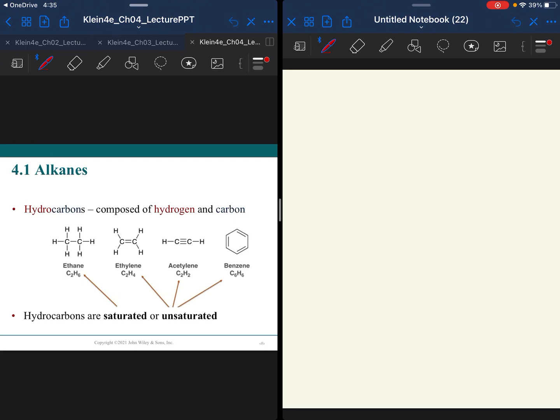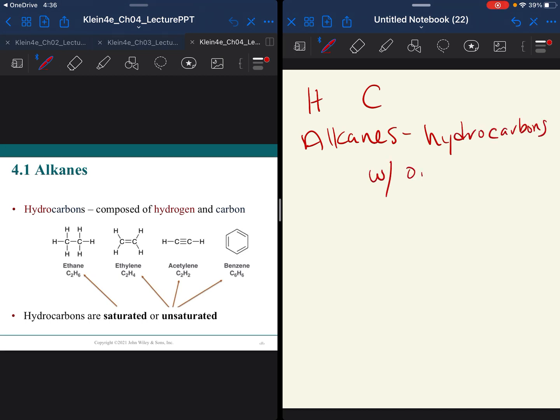All right, alkanes are hydrocarbons, meaning they are composed of hydrogen and carbon. The most basic way that you can combine hydrogen and carbon atoms is with single bonds. So they are hydrocarbons with only single bonds, right? Because if you have multiple bonds, that's when you start to get into alkenes, alkynes, aromatics, right? And those are going to be other functional groups.